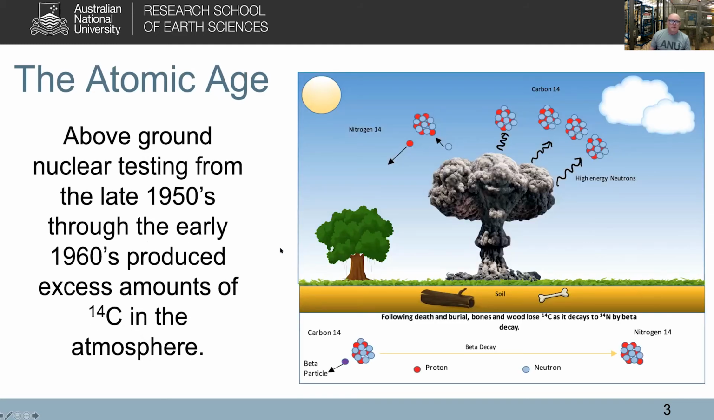So Rachel gave us a nice explanation on how carbon-14 is produced in the upper atmosphere. You have these cosmic rays coming in, hitting the nitrogen. But during the early 1950s and early 1960s, atmospheric nuclear weapons tests produced high amounts of neutrons as well into the atmosphere, and they produced an abundance of carbon-14.